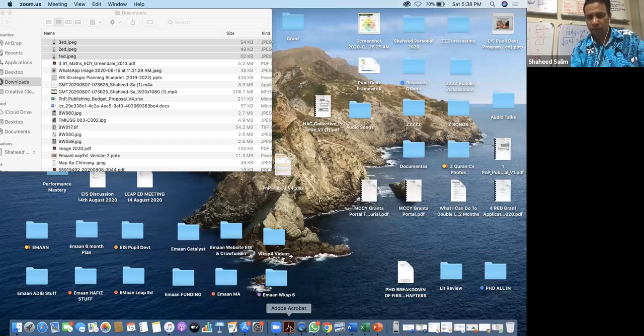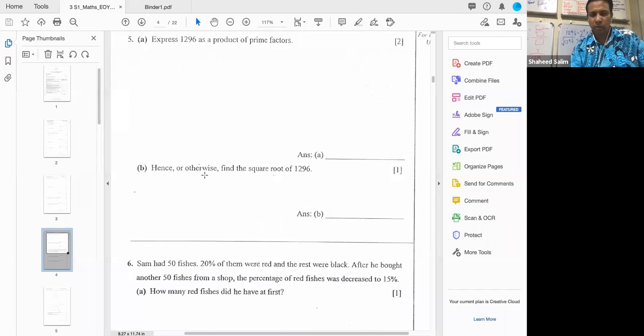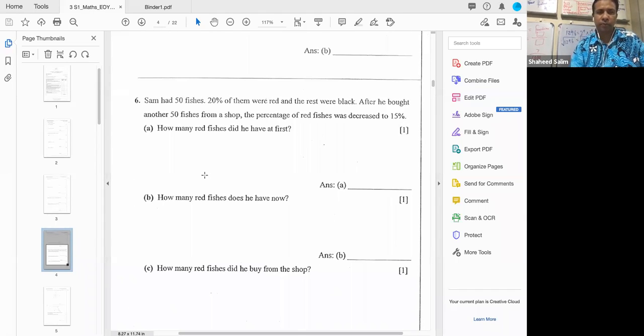Where is it? Okay, we try this one. Now, just a little bit of English: the plural of fish is actually still fish. When you say fishes, it normally means different types of fish. Just for your info, in case. So they have different types of fishes.